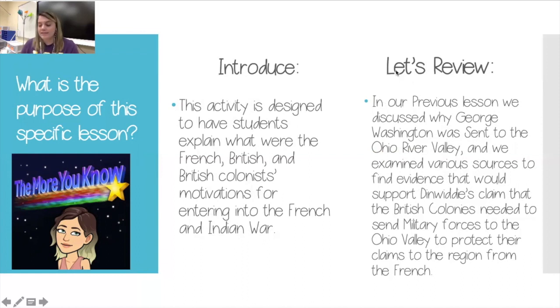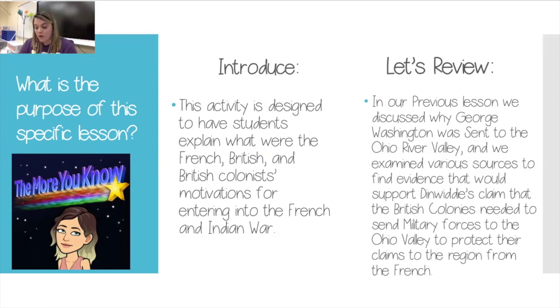So our last lesson, let's review. In our previous lesson, we discussed why George Washington was sent to the Ohio River Valley, and we know that he was sent there to provide the British with information about the French establishments along the Ohio River Valley. We examined various sources to find evidence that would support Dinwiddie's claim as to why the British colonies needed to send military forces to the Ohio Valley to protect their claims to the region.